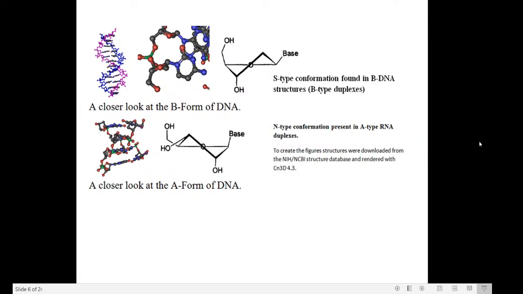Okay, this is one chemical-based example, because this kind of question also comes up, and sometimes they may ask based on the structure. If the S-type conformation is found in the DNA, that structure is called the B-type duplex. If we find the N-type conformation, here you can see the structure, it is an N form. S form is the B. N form confirms it's A. If you find a structure like the S form, that is B-type DNA. If you find the N form in a chemical structure, that is called the A form of DNA.